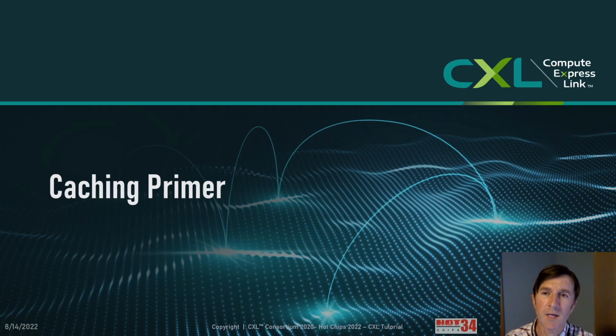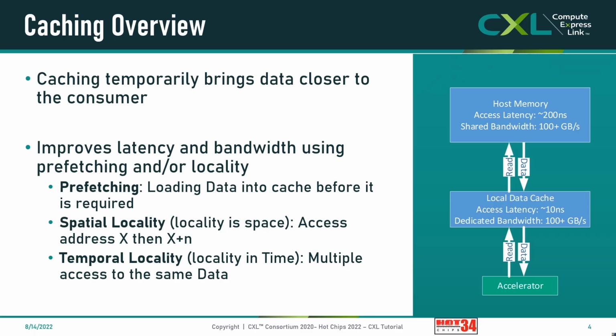Okay, let's jump into it with the caching primer. So caching, what it does is it brings data closer to the consumer. I have an example on the right over here where we have an accelerator that's accessing host memory. If it's accessing host memory directly, it's going to take about 200 nanoseconds, and that host memory is going to have a shared bandwidth of about, let's say, 100 gigabytes per second in my example. Now, if that accelerator can instead bring that data into its local data cache, now it can reduce the access latency to about 10 nanoseconds, and it will have dedicated bandwidth that's much higher, about 100 gigabytes per second, just for the accelerator. So how do we bring that data into the cache to get that better performance?